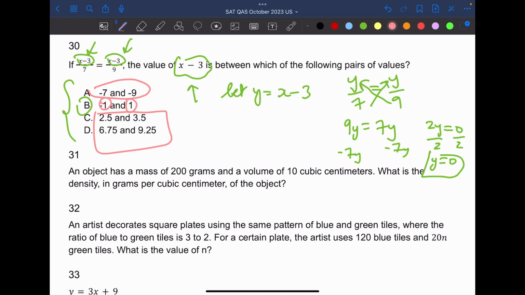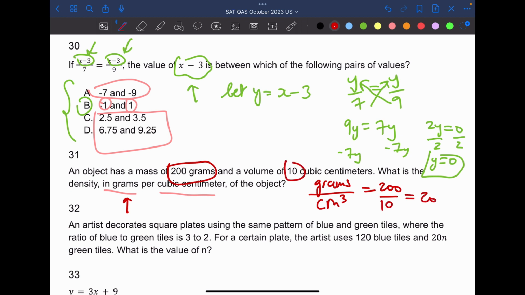Question number 31, an object has a mass of 200 grams and a volume of 10 cubic meters. What is the density in grams per cubic meters or cubic centimeters of the object? Okay, this is pretty simple, but it tells you in the unit that it's grams. I'm going to do it as a fraction. Grams over cubic centimeters, which is centimeters cubed. So if you put this in a fraction, you have 200 grams over 10 cubic centimeters. Your answer is 20. So it's literally that easy. So the answer is 20 and you're done.